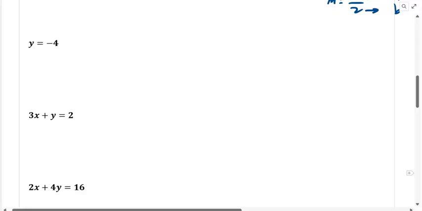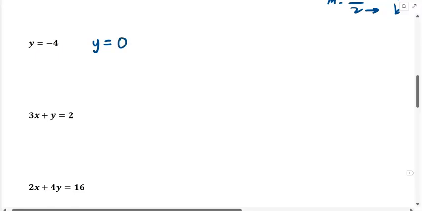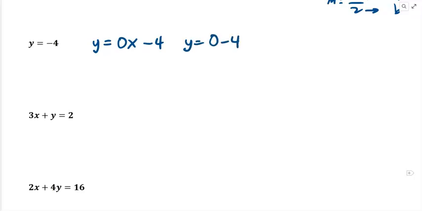Now notice this, y equals -4. Well, there's no slope. And you're absolutely right, because technically, because there is no slope, that would be 0 times x minus 4. Because what is 0 times x? Well, it's just 0, right? So that would be y equals 0 minus 4, which would be just y equals -4, which is where we started.